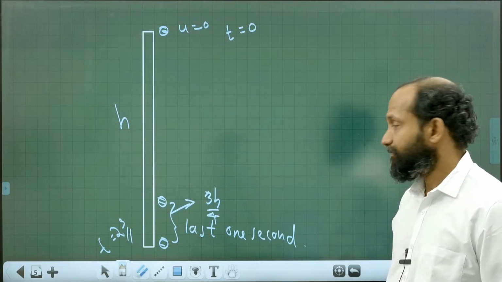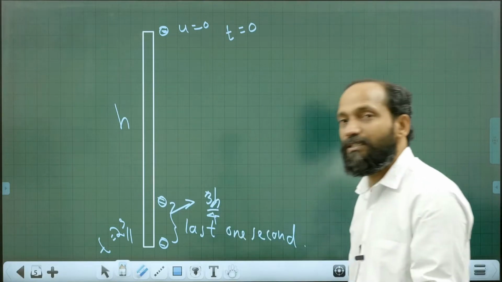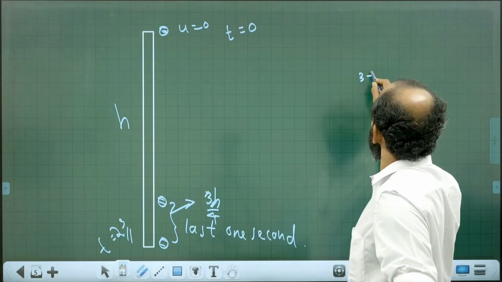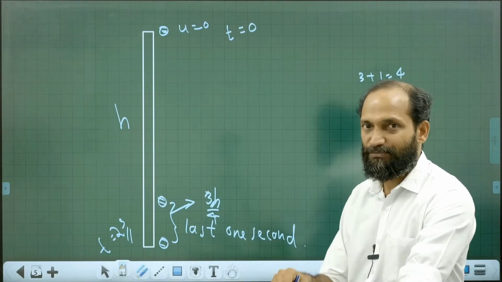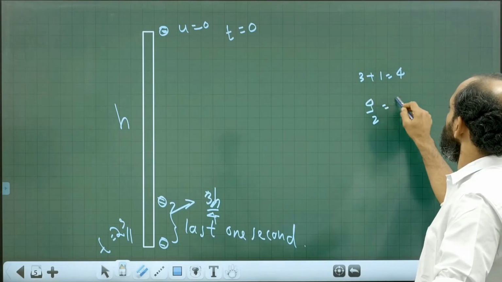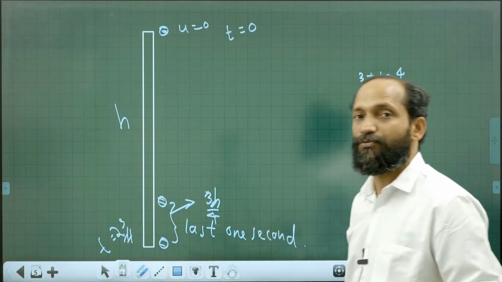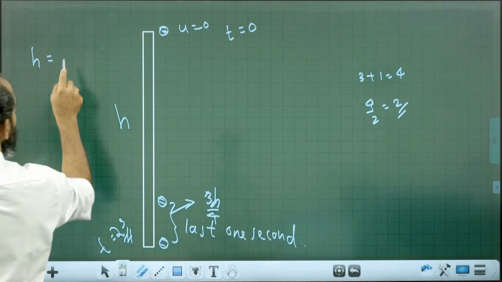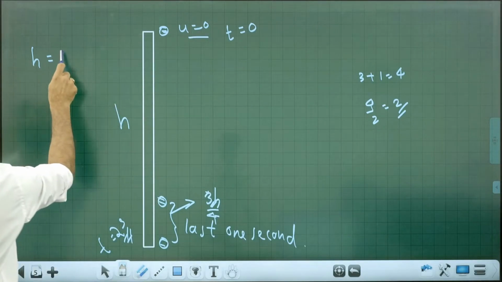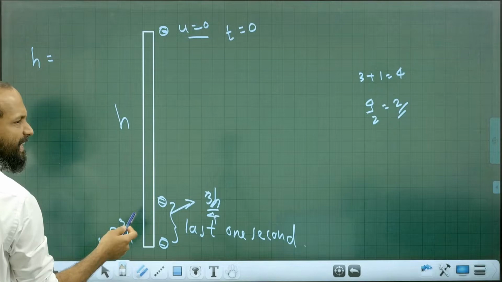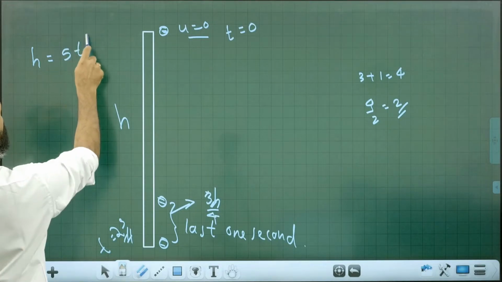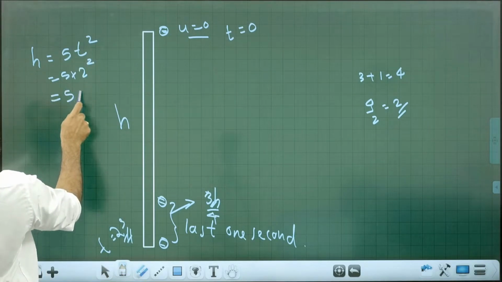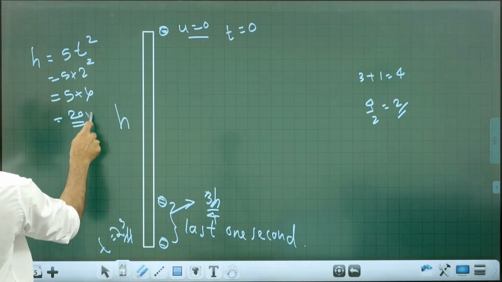One more method. You just add 1 to the numerator coefficient, 3. 3 plus 1 is equal to 4. You take half of that, 4 by 2 equals 2. So 2 seconds is the time for free fall. If time for free fall is 2 seconds, height h is equal to ut plus half at square, but u is 0, so half at square, g nearly 10. 10 by 2 is 5. Shortcut: 5t square. 5 into t square, 2 square, 5 into 4, then 20 meter. So the height of the tower is 20 meter.